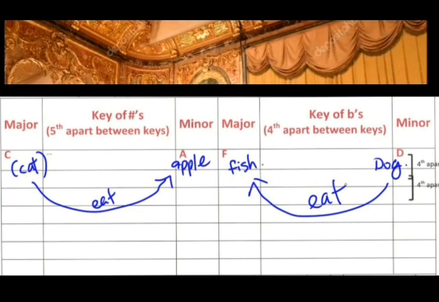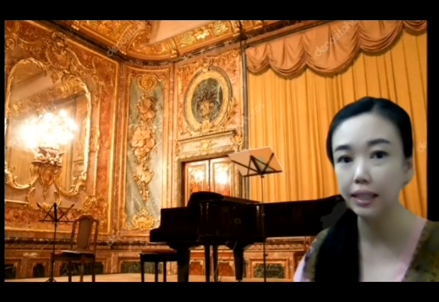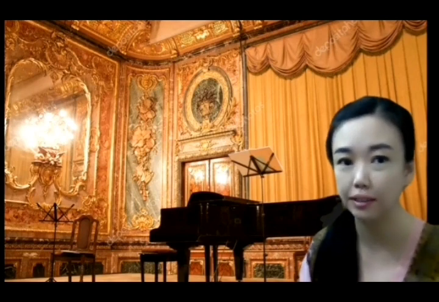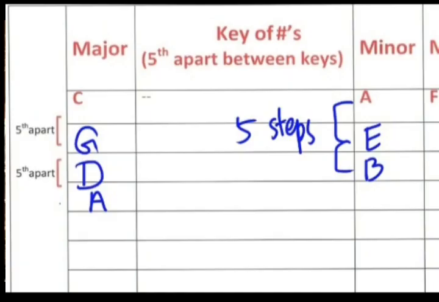So the cat represents C major, the dog is for D minor. The cat eats apple, so cat is C major, eat apple, so the A is A minor. That's how you get A minor. And the dog eats the fish, so the F is for F major. So this is the only part that you need to memorize. Then after that, you can just count 5 steps apart.